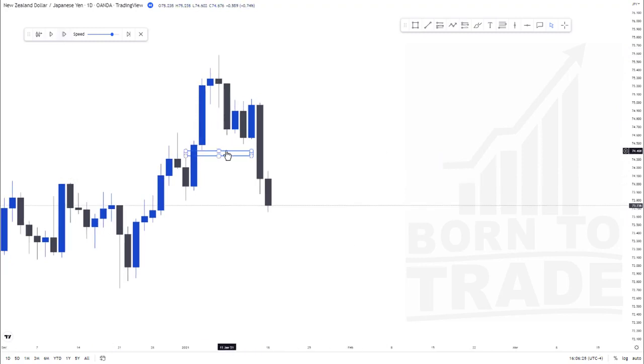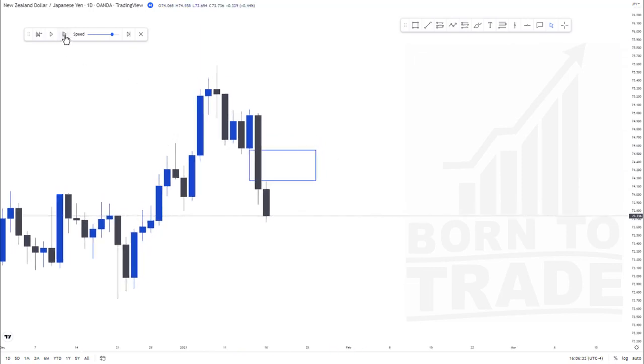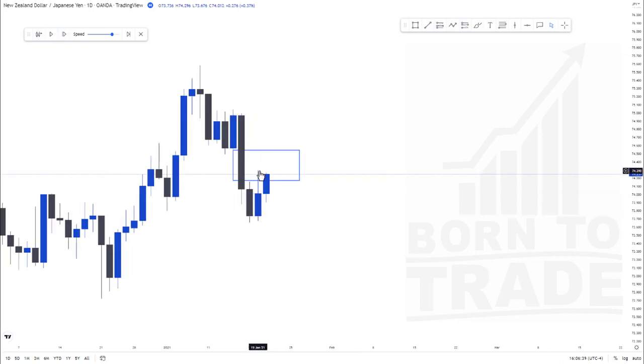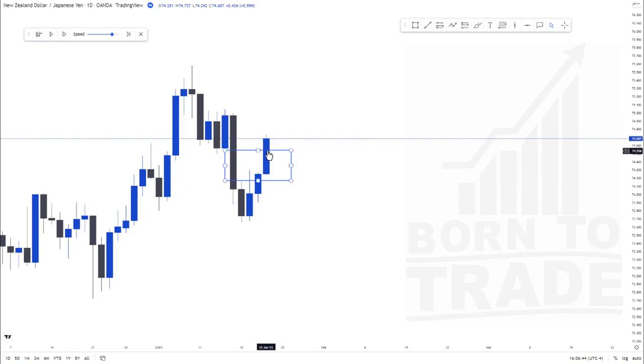Price moved lower, and you can see that we have another imbalance right here. I hope what I'm showing you is very clear. Price left an imbalance right there. Price has now filled almost 50% of the imbalance, and you can see it has been filled fully now. I hope you can see that.